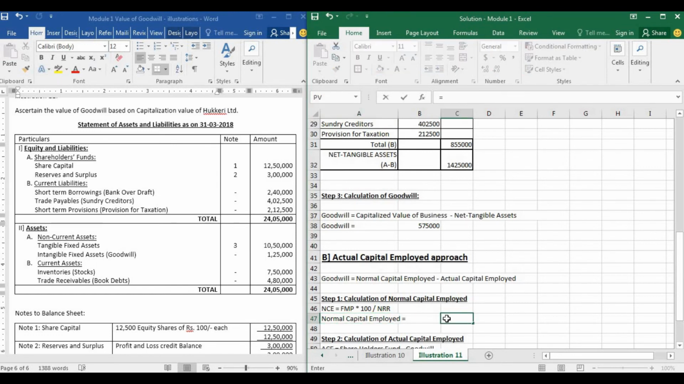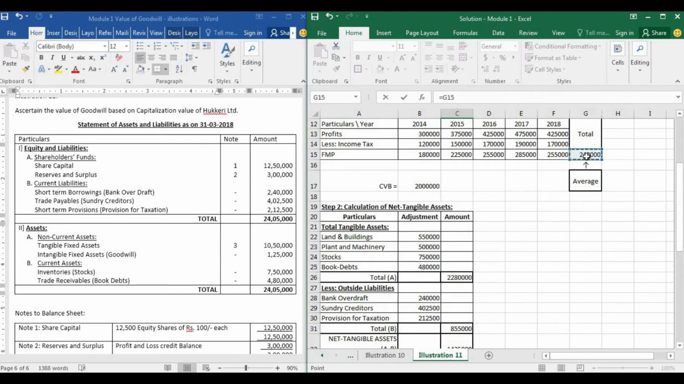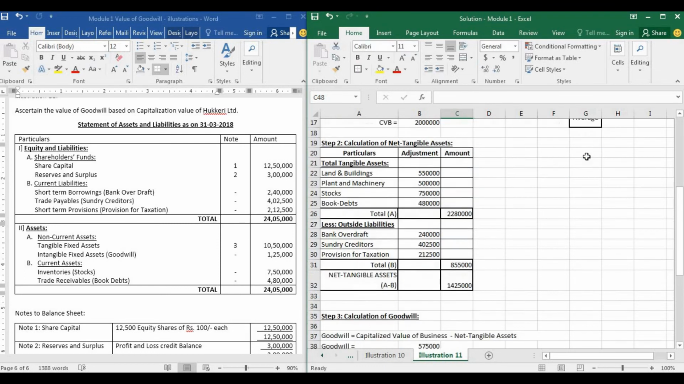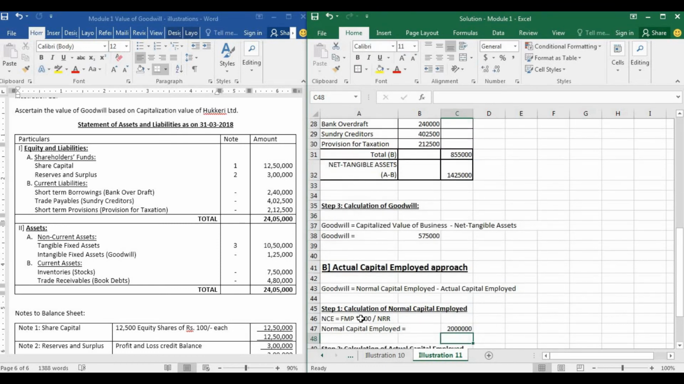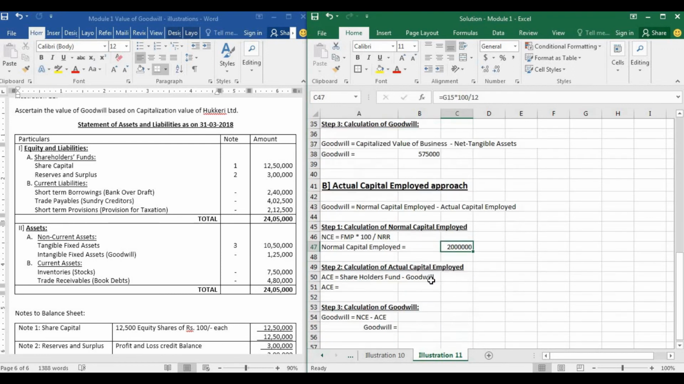So let us take that 2,40,000 into 100 divided by NRR, which is 12. So I just substituted the value of FMP in this formula. So we got 20 lakhs once again. ACE is shareholders fund minus goodwill. ACE is actual capital employed. So let us find that out.